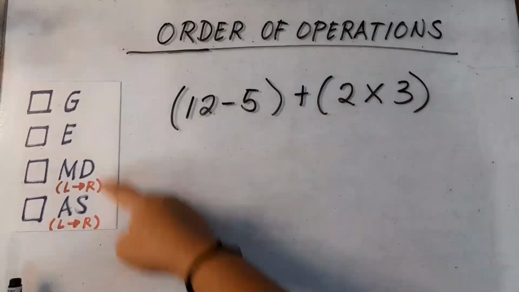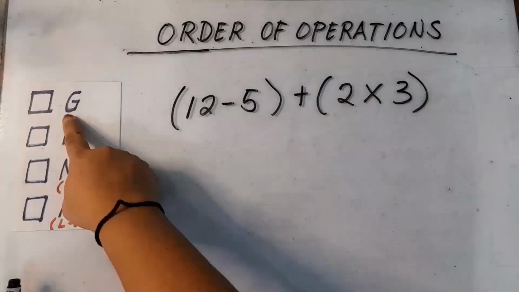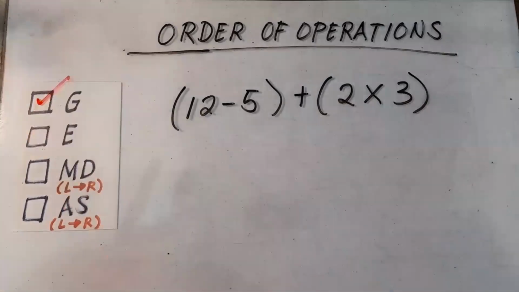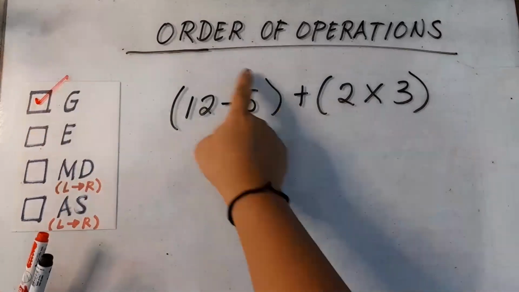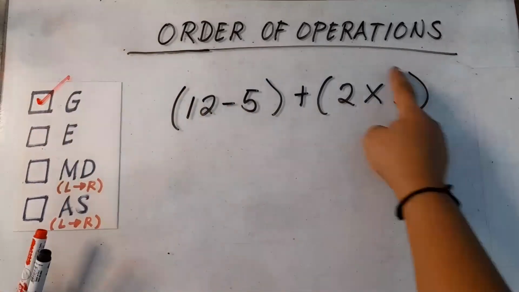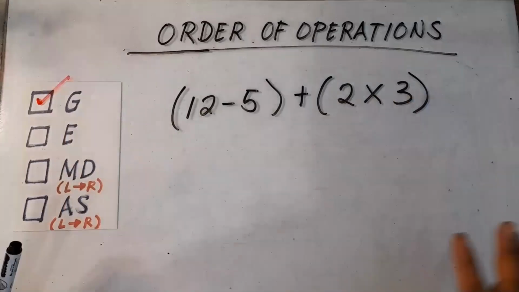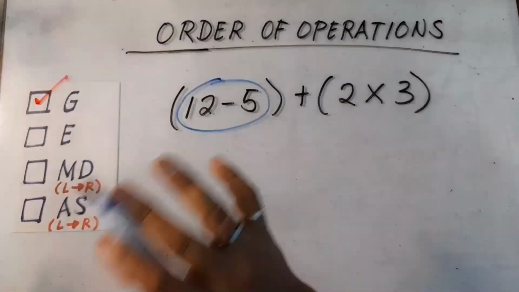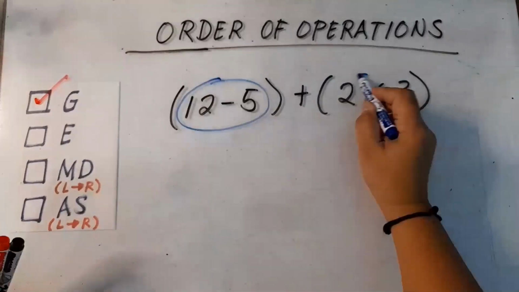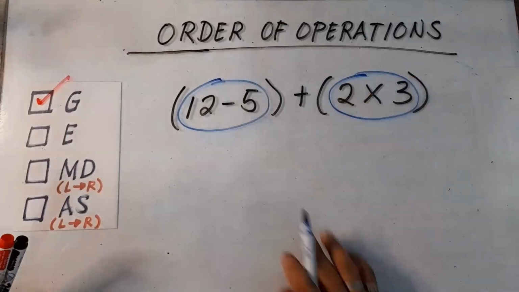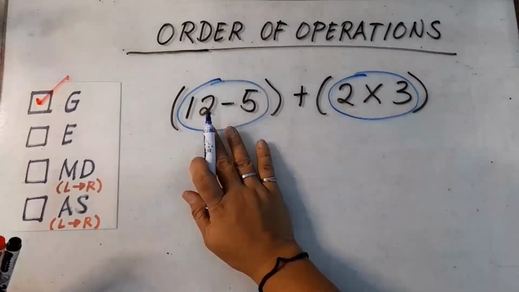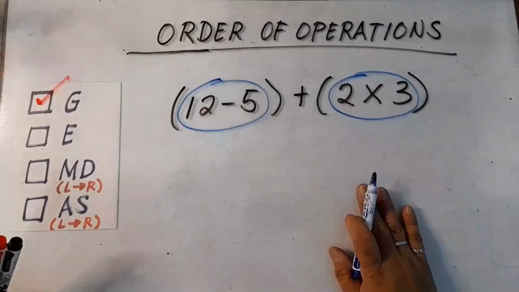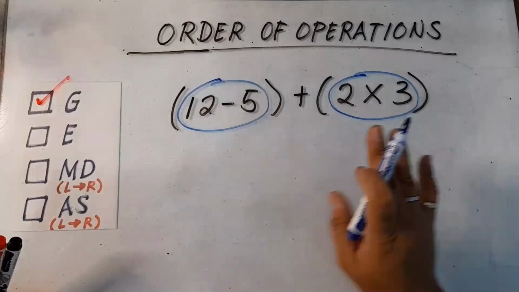Now, dun sa checklist natin, we have the grouping symbols ang una nating hahanapin. So, meron tayong G. But in this case, there are 2. Meron tayong 12 minus 5 at saka 2 times 3. Okay. Pwede naman yan dahil ito naman ang ating ipaprioritize, yung 12 minus 5 at saka yung 2 times 3. Walang problema kung unahin natin yung 12 minus 5 tapos isolve natin yung 2 times 3. Or, on the same level, gawin natin siya ng sabay.